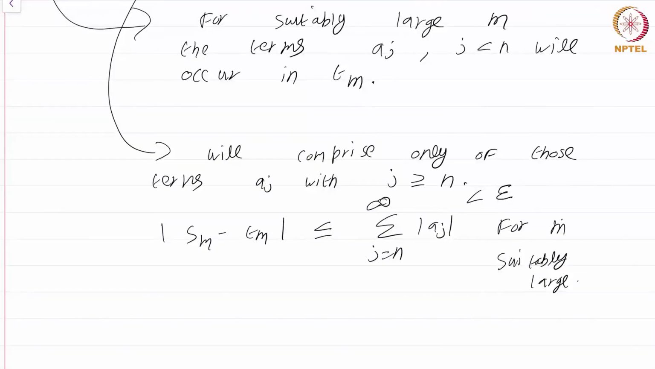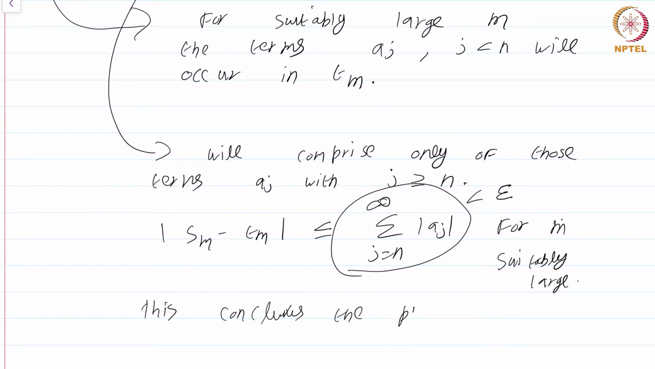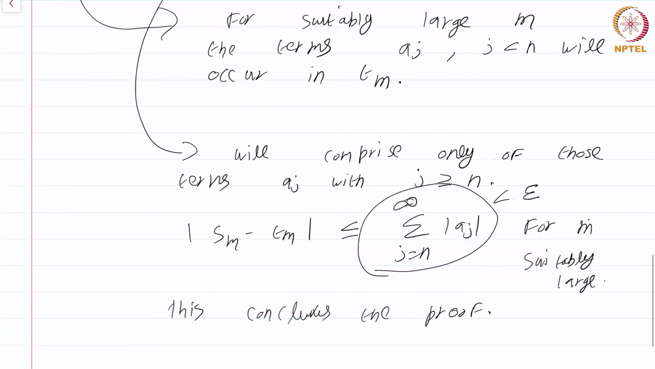So what you will be left with is just those terms, summation j equal to n to infinity mod aj, and that will be less than epsilon for m suitably large. Okay. So this concludes the proof. Okay, so please go through this proof again. I am intentionally leaving a number of steps under the carpet for you to fetch.